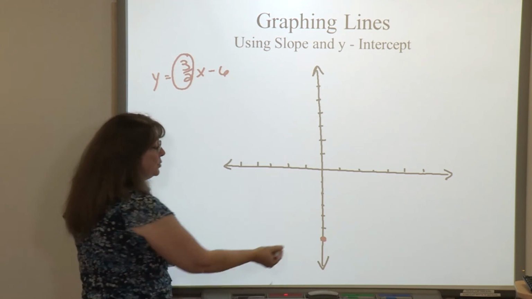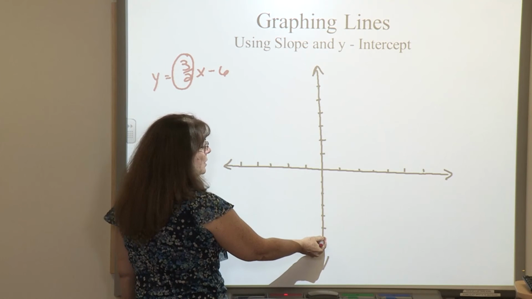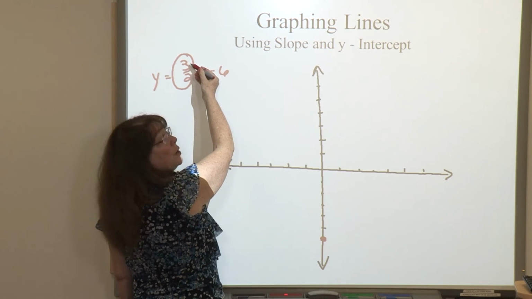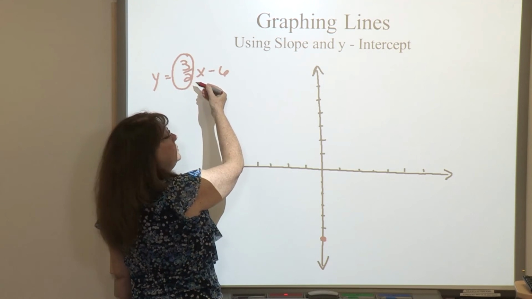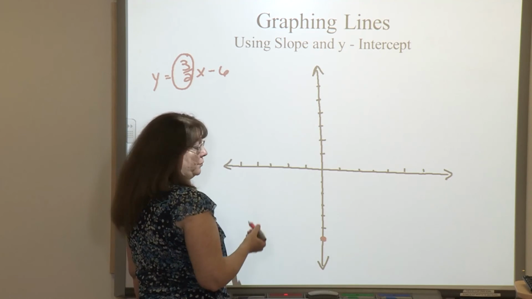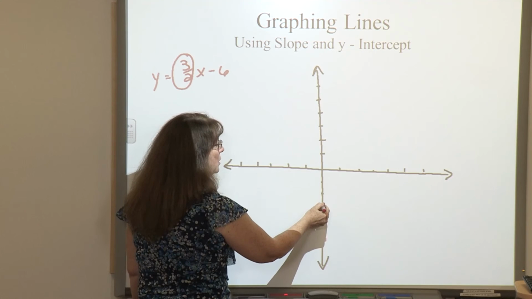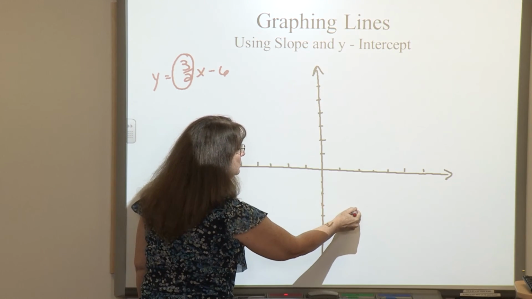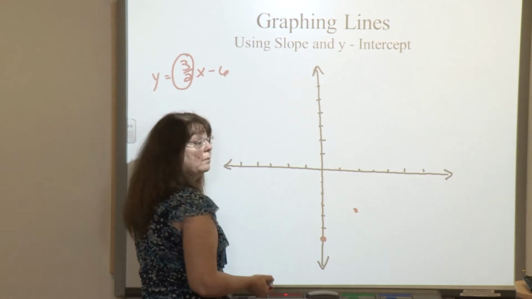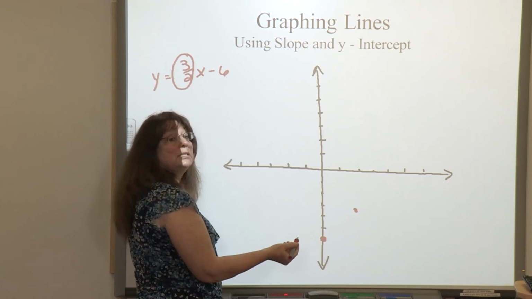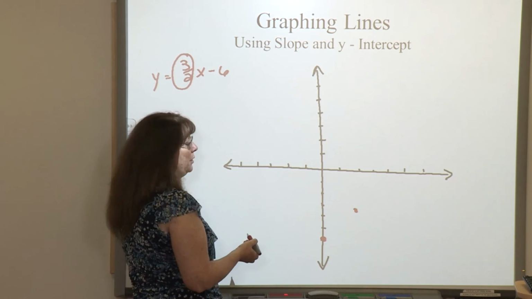For using the slope, start at that y-intercept. The top number tells you how much to go up or down for the rise. The bottom number tells you how many to go right or left for the run. So from here, I'm going to go up 3 to the right 2. That gives me another point on my line. And I could keep using this same idea to get more points on my graph.